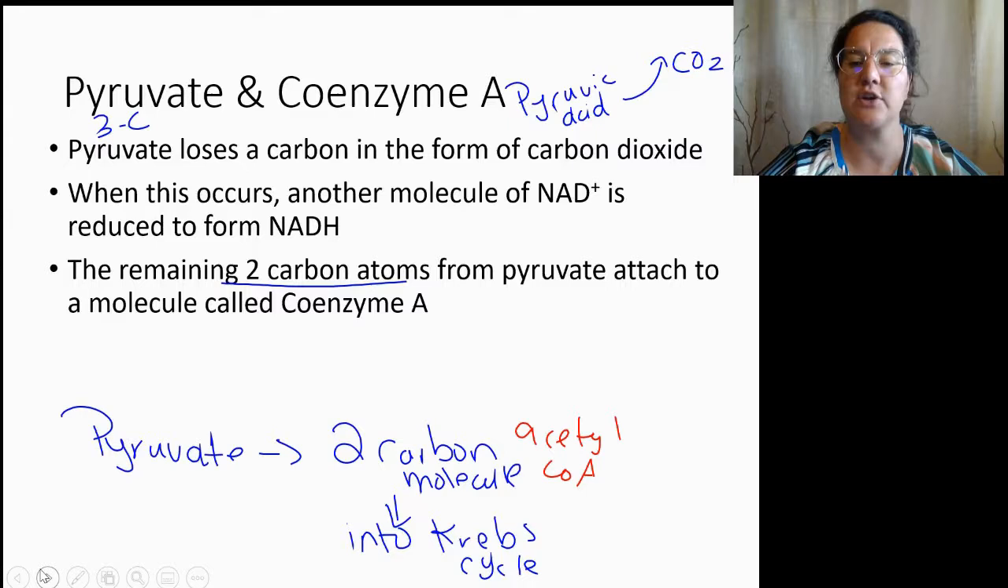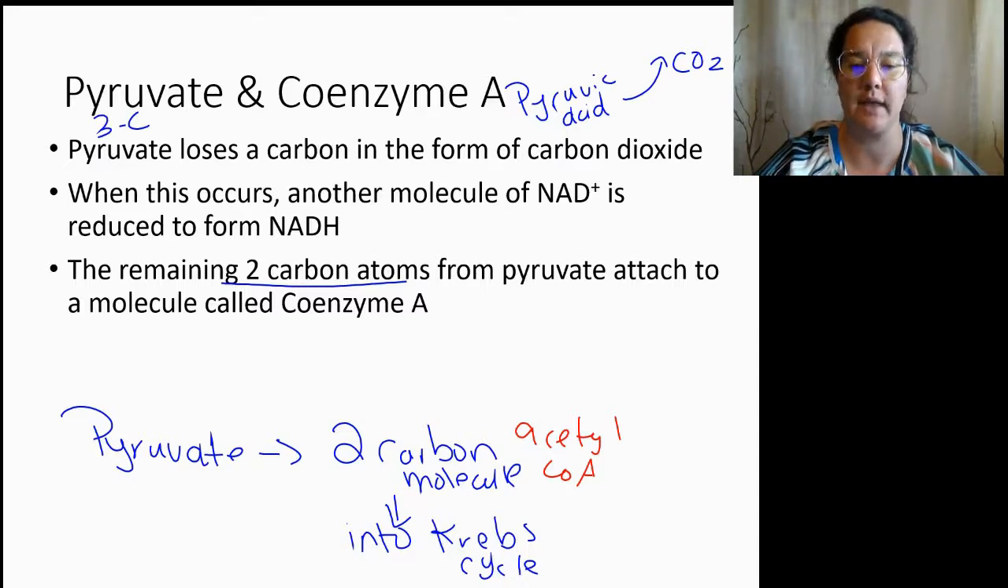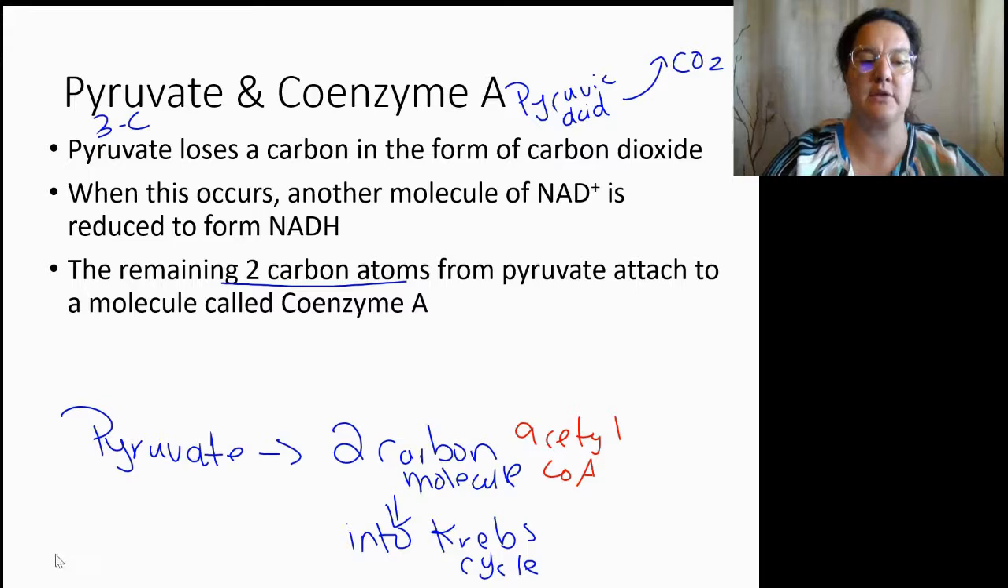So pyruvate loses a carbon in the form of carbon dioxide. So this is where carbon dioxide is released in cellular respiration. When this occurs, another molecule of NAD+ is reduced to form NADH. The remaining two carbon atoms from pyruvate attach to a molecule called coenzyme A. So pyruvate forms a two-carbon molecule, attaches to coenzyme A, and this will move into the Krebs cycle.